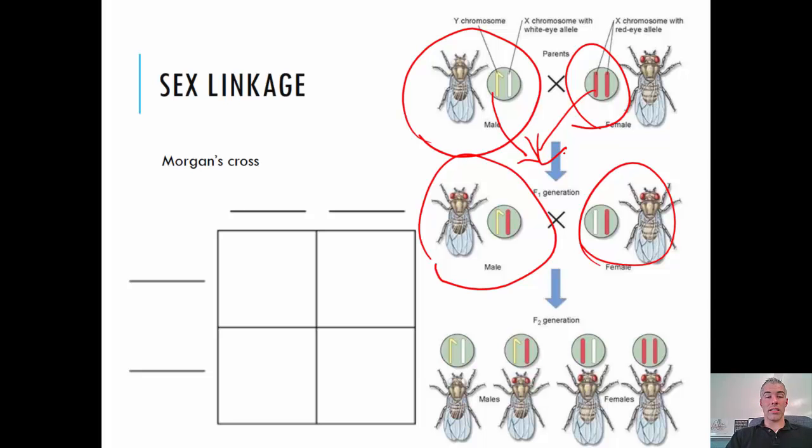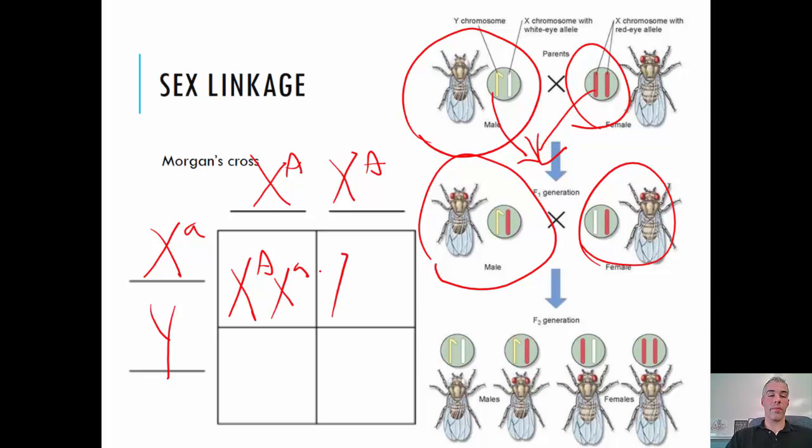So the way we would draw this is something like this. We'll do the female on top. So she's X big A, X big A, crossed with a male who is X little a, because he has the white eyes, and Y. And as a result, you get X big A, X little a. Same thing over here. So two female carriers and two males that are phenotypically red-eyed. So in this case, every single individual has red eyes.